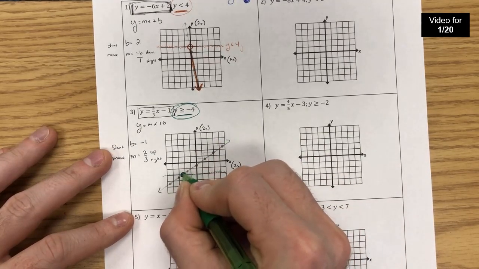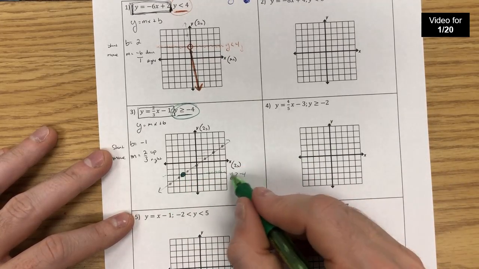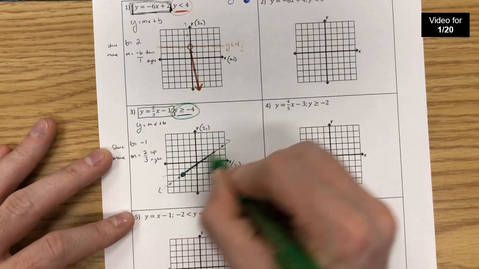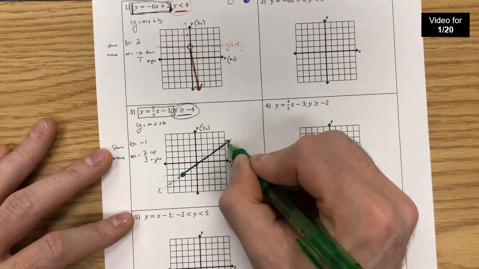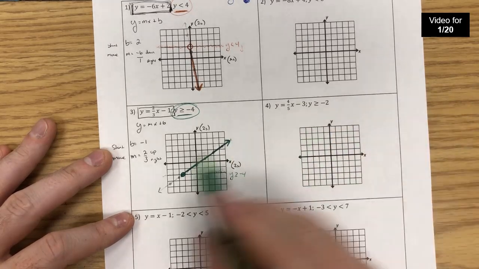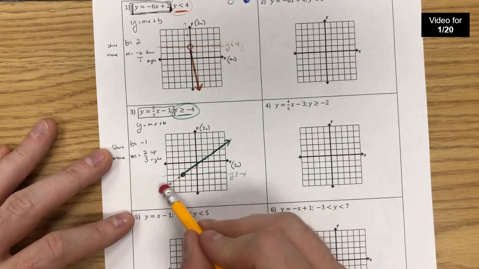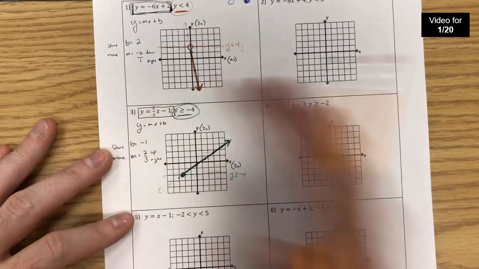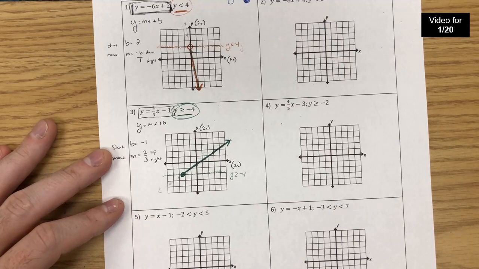I'm going to shade that in because I'm including the -4. And I know I'm looking at anything that is greater than -4. So anything that is above it, these are all greater numbers. Perfect. I'm not actually going to include anything down here. So you can actually, if you want to, just go ahead and erase it. Perfect. There you go.